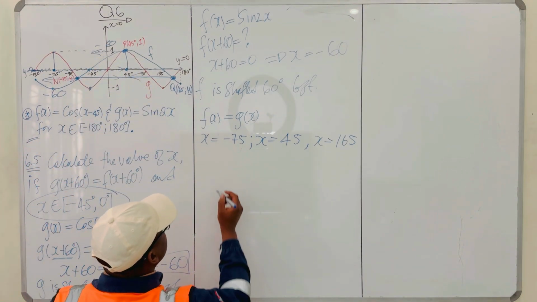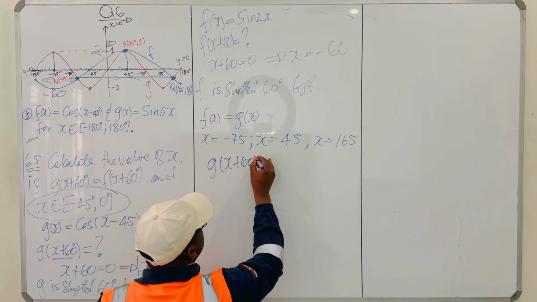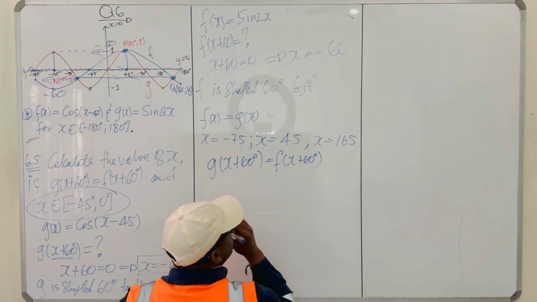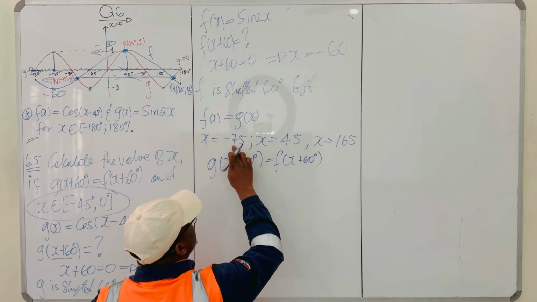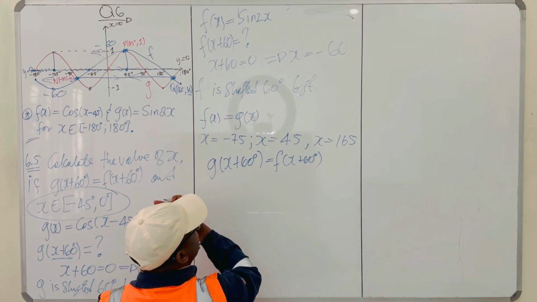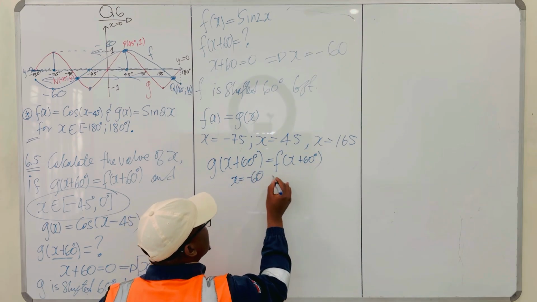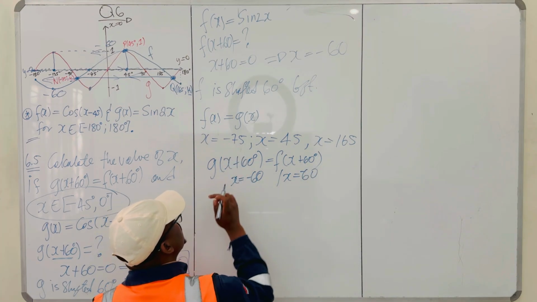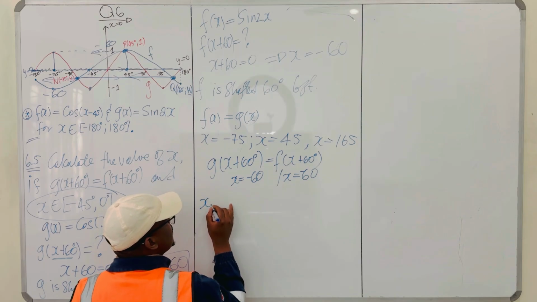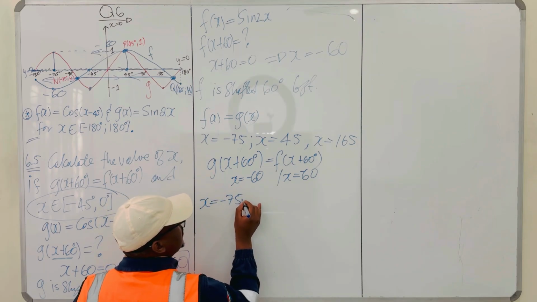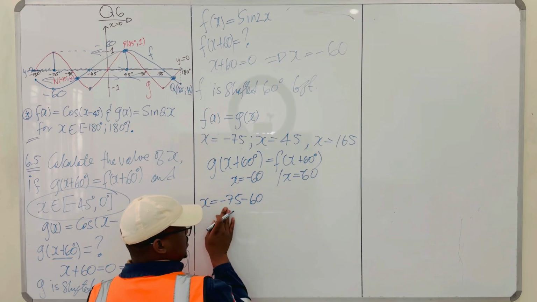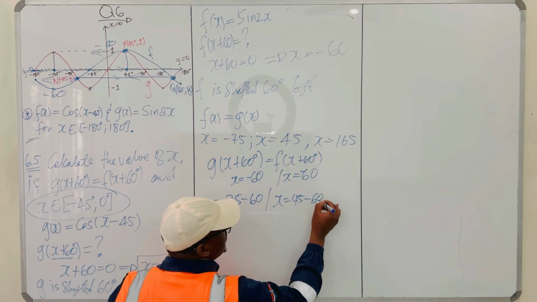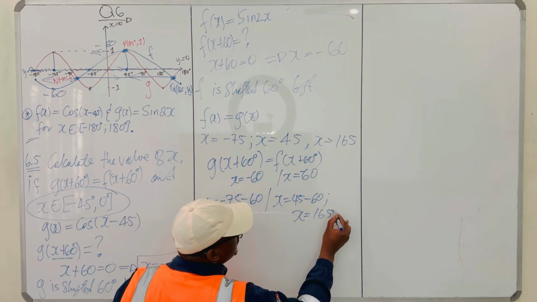Let's move. So your g at x plus 60 degrees is equal to f of x plus 60 degrees, right? So you're shifting these points of intersection 60 units to the left, because this has moved 60 units to the left and this has moved 60 units to the left. So if we move this one 60 units to the left, it's going to be x equal to minus 75, minus 60, because to the left. And the second, x equal to 45, minus 60. And the third will be x equal to 165, minus 60.